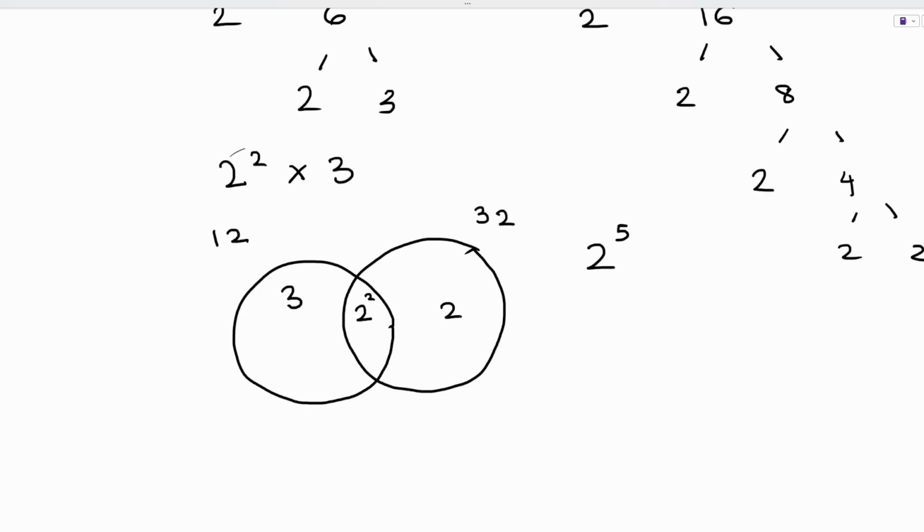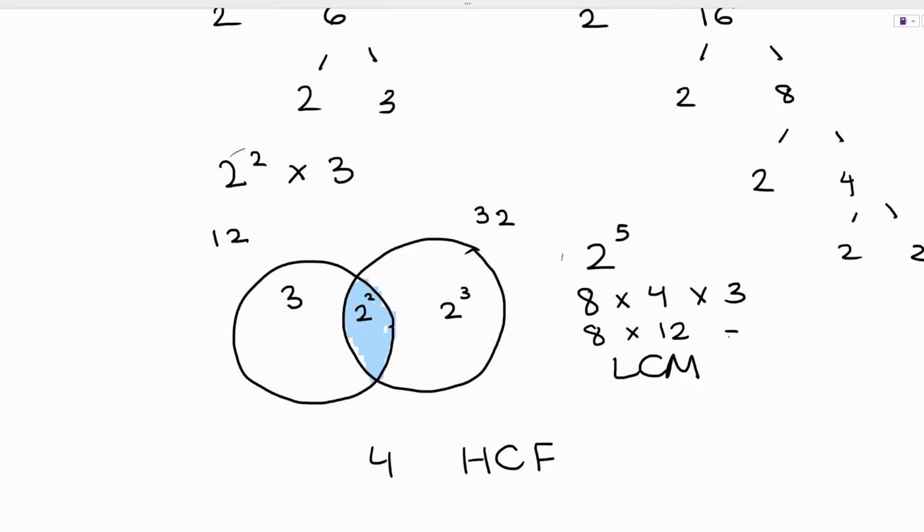So to find the highest common factor, we would just look inside this Venn diagram, the middle intersecting bit. Now this will just give us 4 as the highest common factor. And to find the LCM, the lowest common multiple, we would just multiply every number in this diagram. So 2 to the power of 3 is 8, multiplied by 4, multiplied by 3. So 8 times 12 is 96, which will be our lowest common multiple.